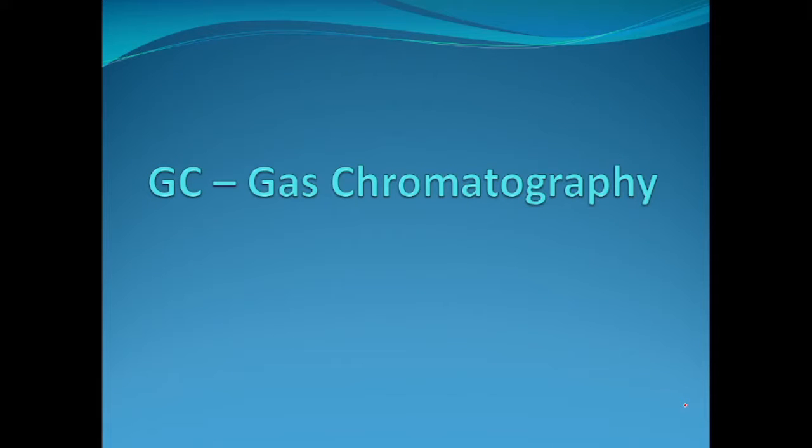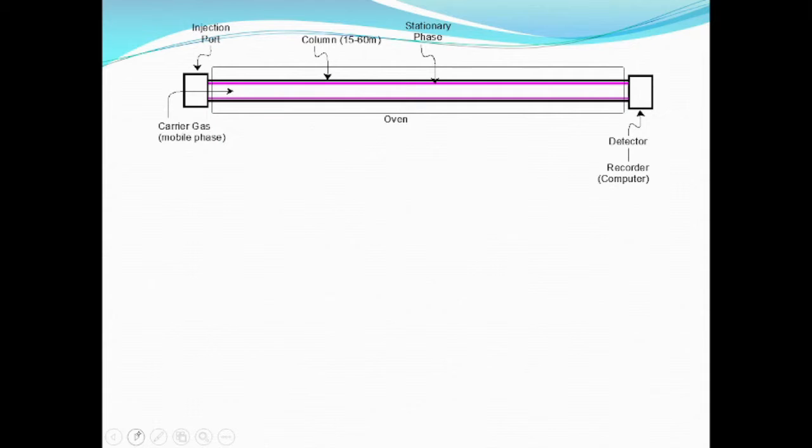Gas chromatography is an analytical technique that is used to identify the number of components that are present in a mixture, as well as the relative ratio of the components that are present. It can also be used to identify components, assuming you have appropriate standards for comparison. So we'll talk a little bit about what's going on with gas chromatography.